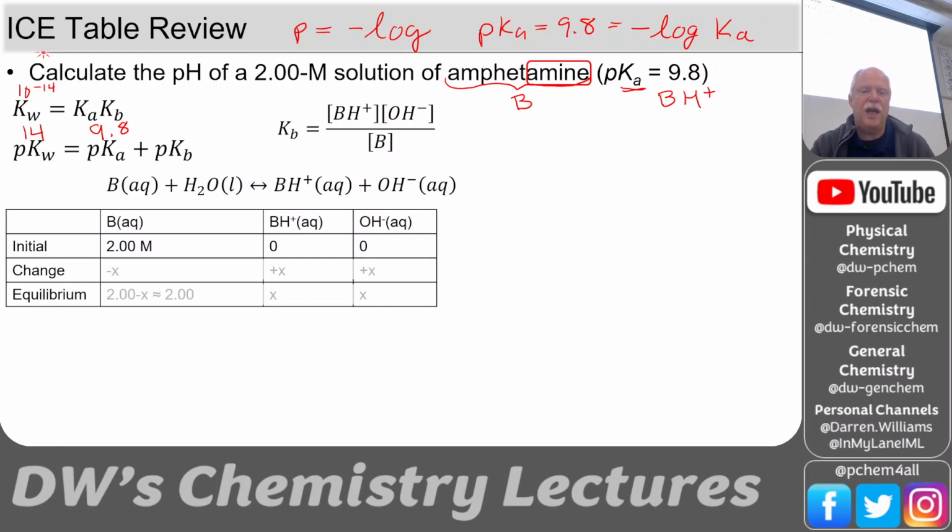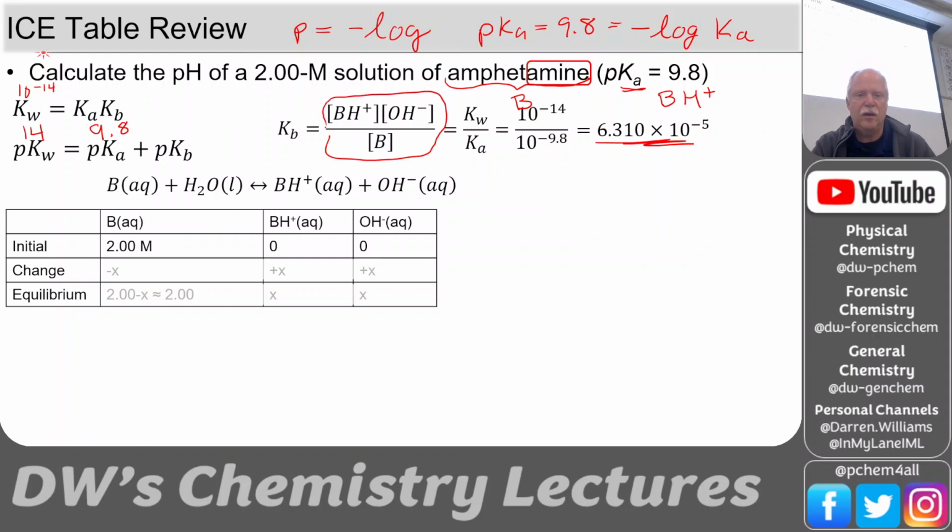And so here's our Kb reaction. We see that it's Kw over Ka, which is then 6.3 times 10 to the minus 5. That's our Kb. So that's the equilibrium constant for this reaction that's written here. So we have our governing equation for this equilibrium. It's the equilibrium constant.